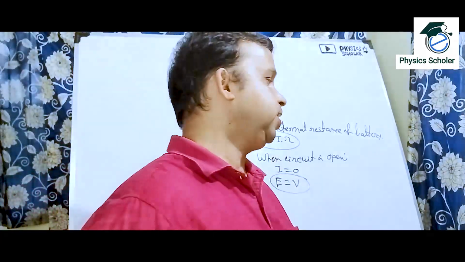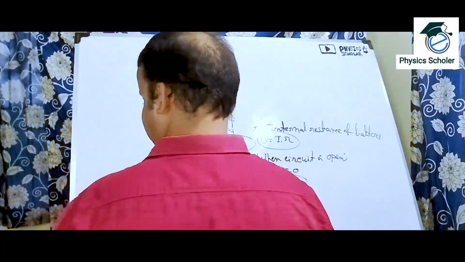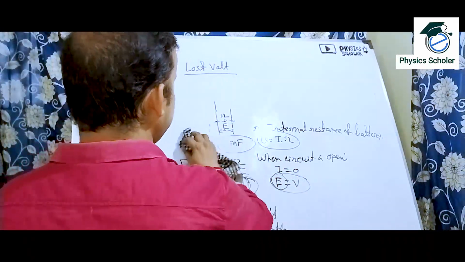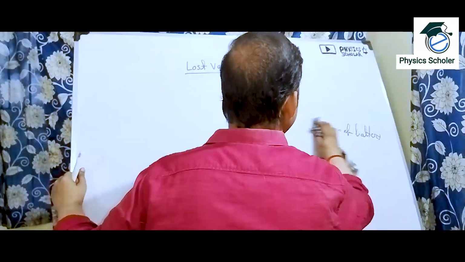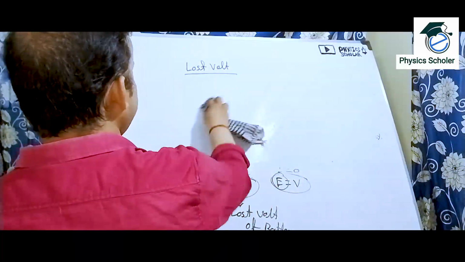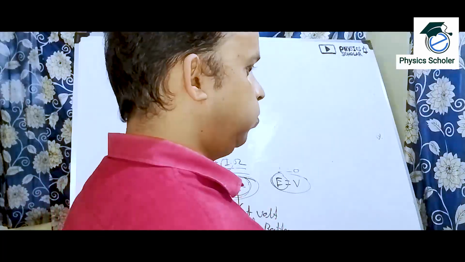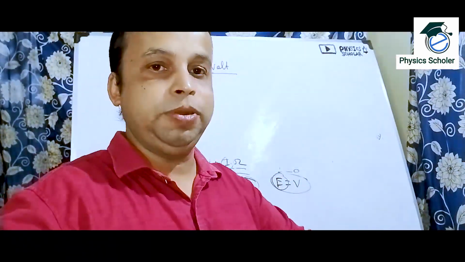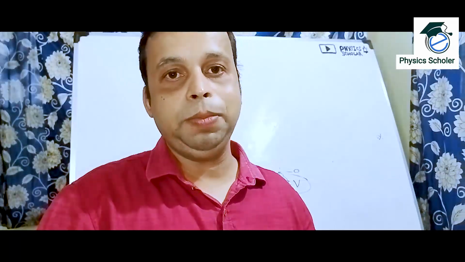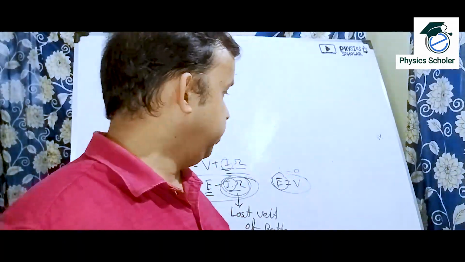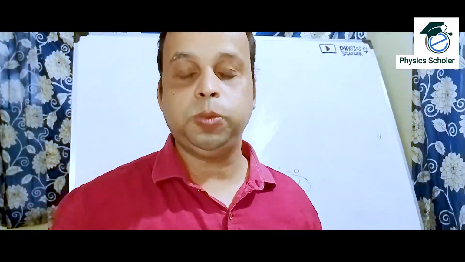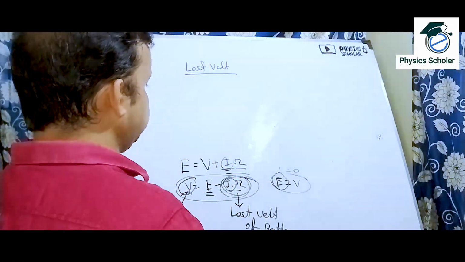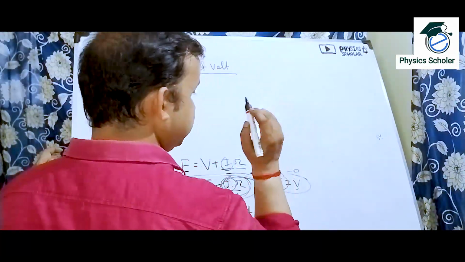So what is the definition of EMF? When the battery is not connected with the outer circuit, then the potential difference of the two terminals of the battery is known as the EMF of that battery. Clear? So when no current is flowing, no lost volt is there, and at that time the potential difference of the battery is known as the EMF of the battery.